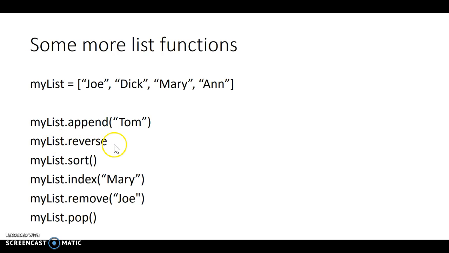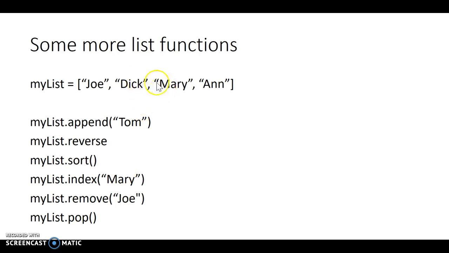My list reverses the list. So it'll be now Tom, Anne, Mary, Dick, Joe. My list sort will sort it in either alphabetical or numerical order. So it'll be Anne, Dick, gosh, I don't even know where I am, whatever, yeah. My list dot index Mary will tell me the index position of Mary. Okay, so that can be quite handy.